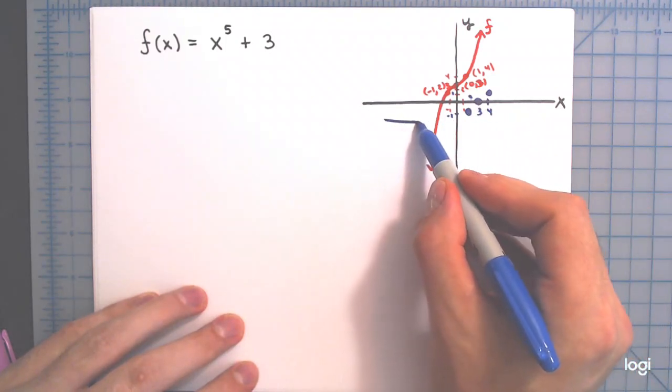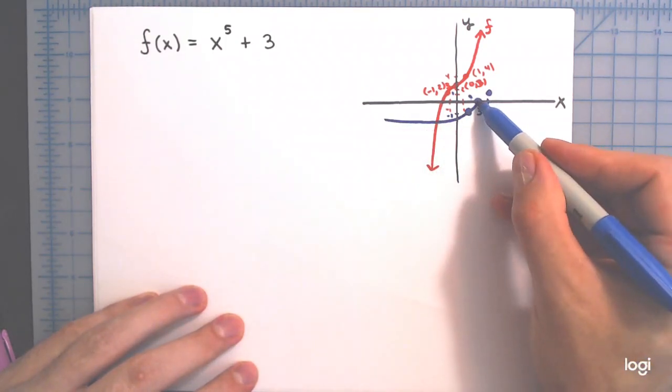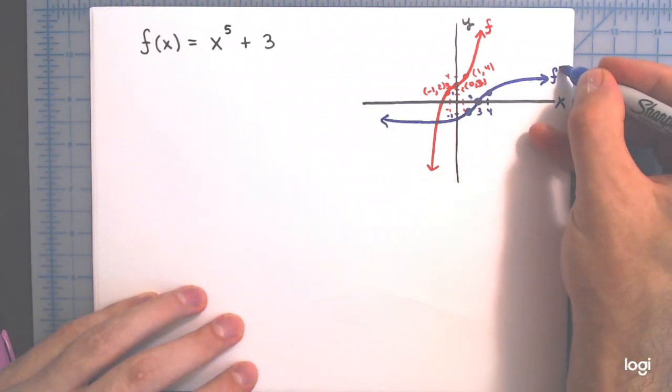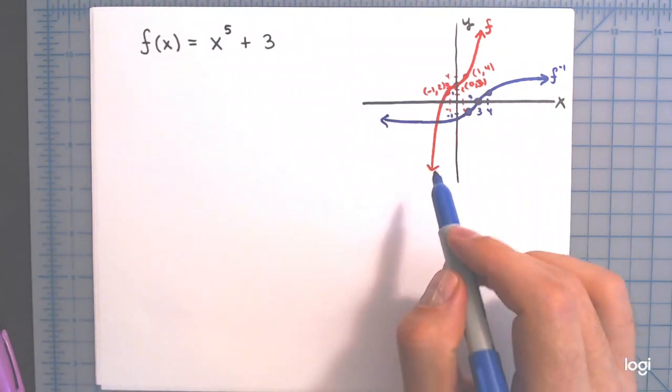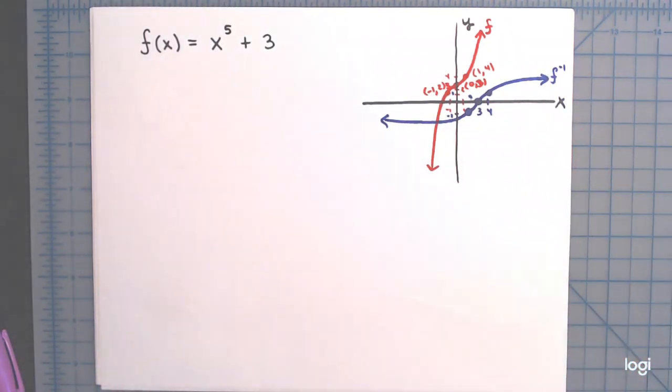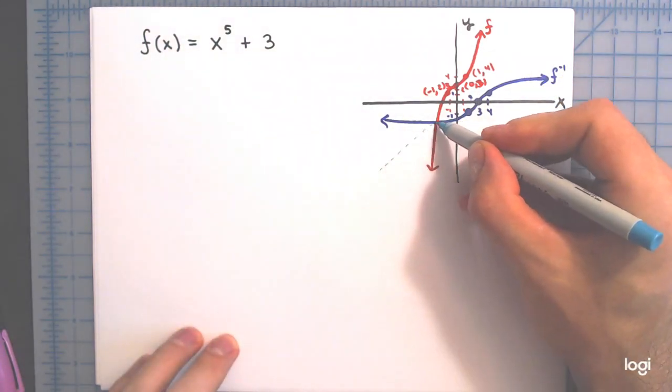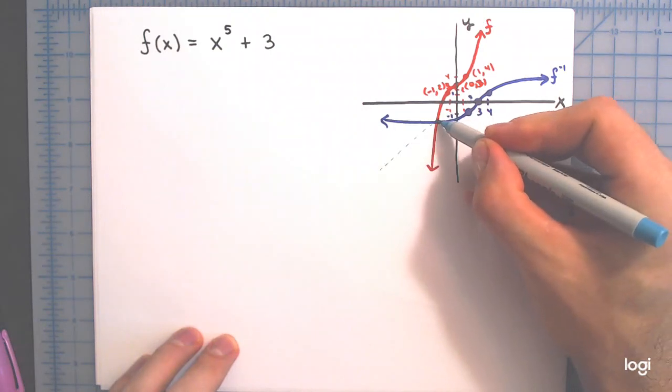And now again, this is a very rough sketch that I'm doing. But f inverse will look something like this. And you see it's a function, right? It would pass the vertical line test. And this should be a nice reflection across the line y equals x. And the points where they meet would be on y equals x.